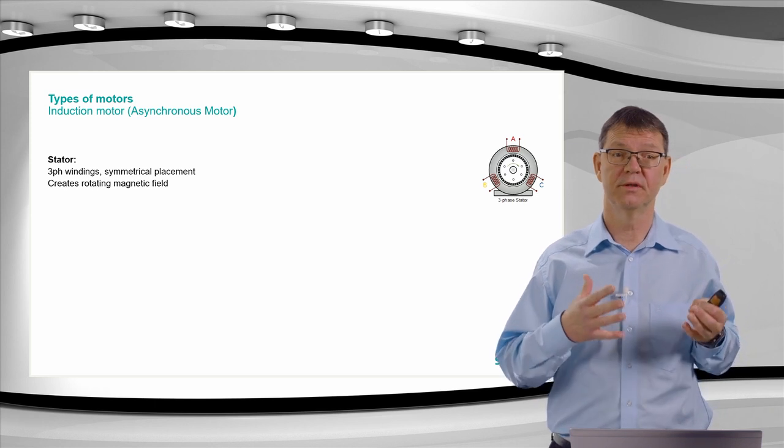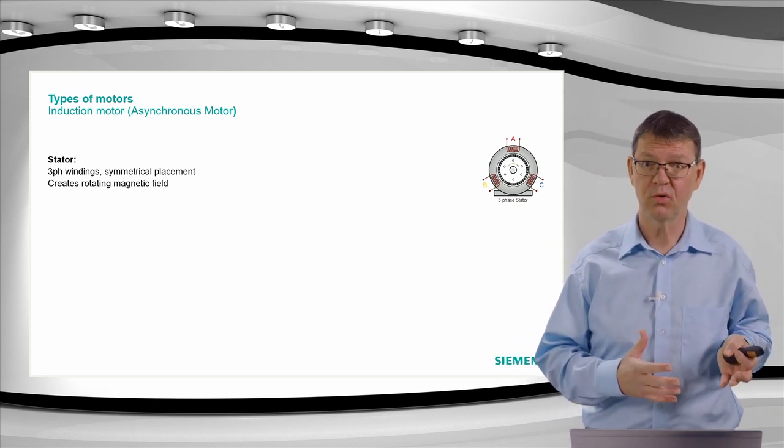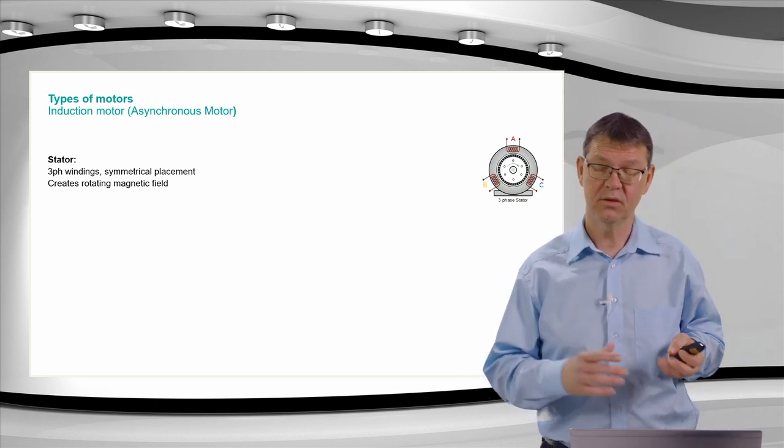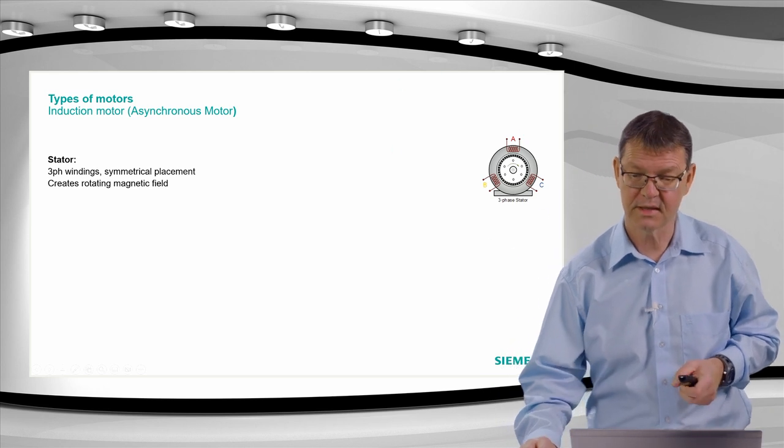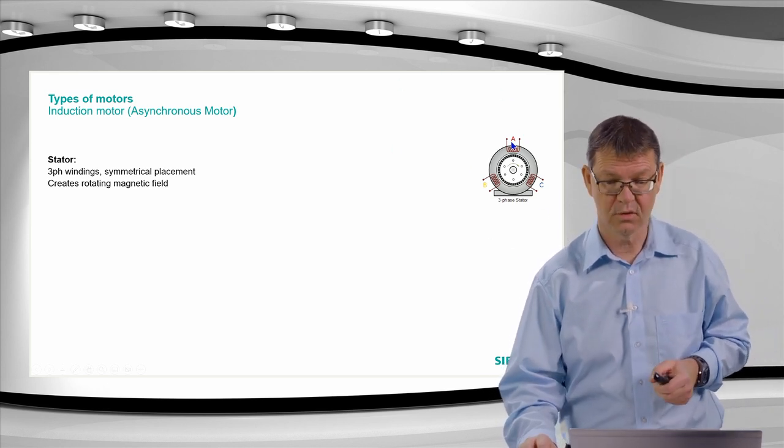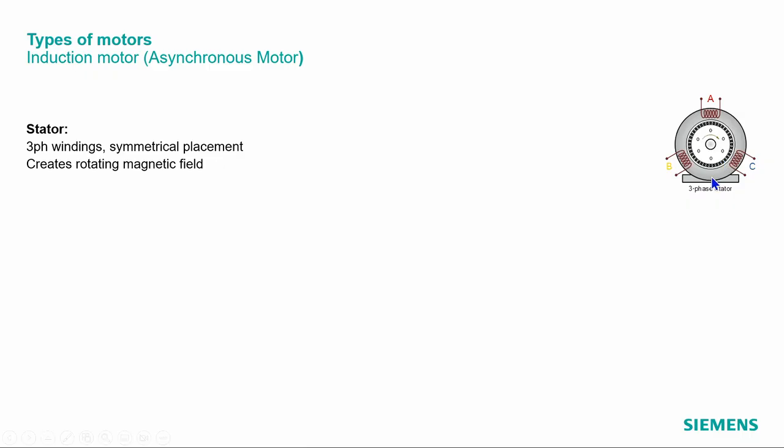So for the asynchronous motor or induction motor, we have a stator, what you see here on the right hand side, with 3 windings for the 3 phases, and they are ordered or applied in a symmetrical way, as you can see here.